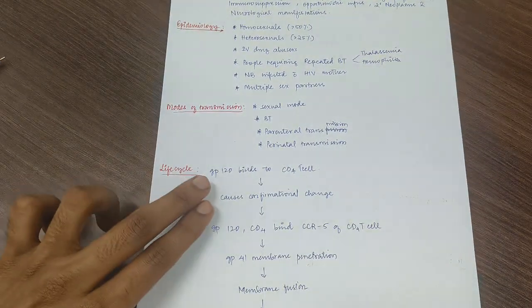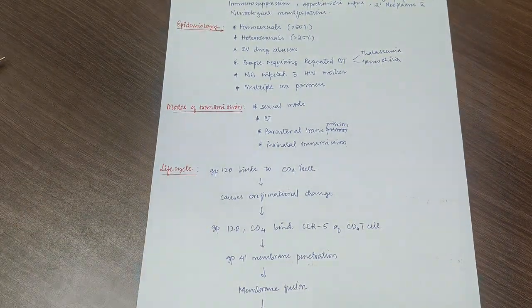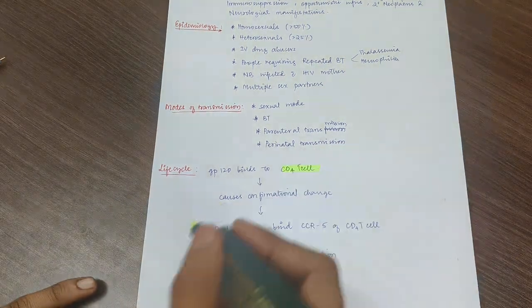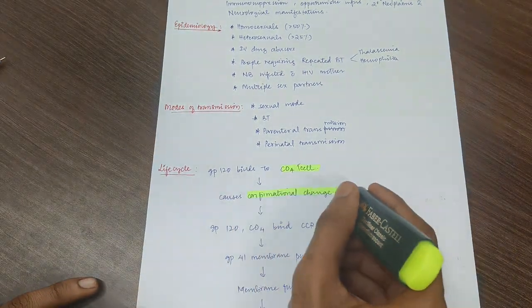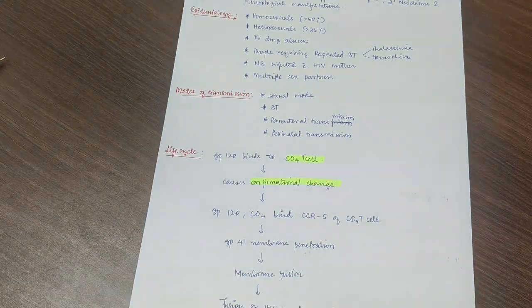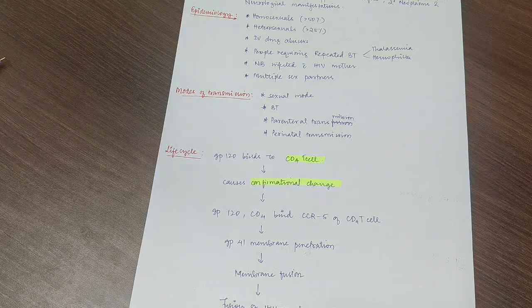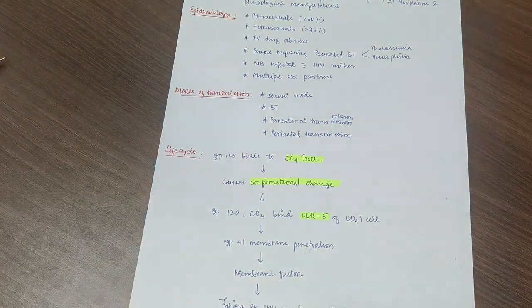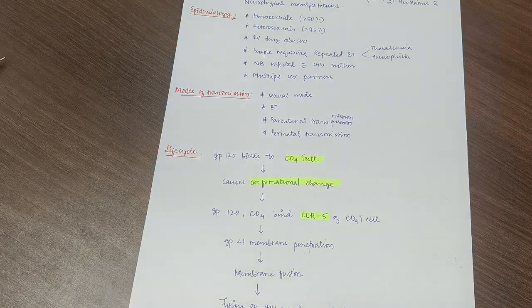Life cycle: the GP120 receptor on the HIV virus is going to bind to the CD4 T cells, and that will cause a conformational change. Once this conformational change is made, the GP120 along with CD4 binds to the CCR5 of the CD4 T cells.